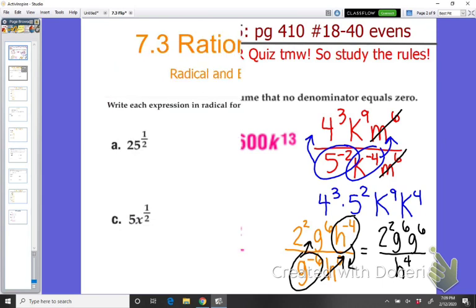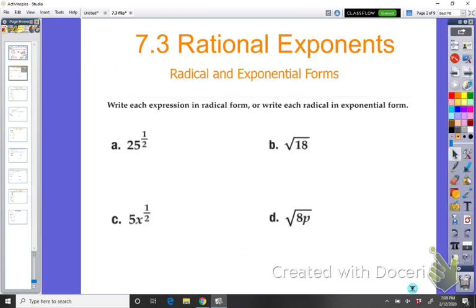All right, so hopefully you can take out your notes to 7-3 rational exponents. We're going to go back and forth from a radical to an exponential form. So if it has an exponent, we're going to use a radical to rewrite it. And if it starts with a radical, then we're going to use an exponent.